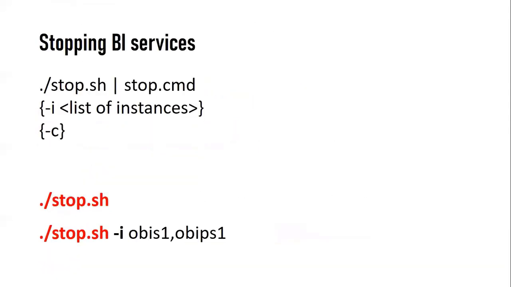Opposite to the start, we have stop, that is shutting down the services, admin server, BI server, all the services. If you want to do it in one go, then you simply say stop.sh, or stop.cmd on a Windows machine. With the I option, just like in the start option, you can mention which instance you want to stop, with the instance name. And dash C is again the same option we used for clearing the cache.